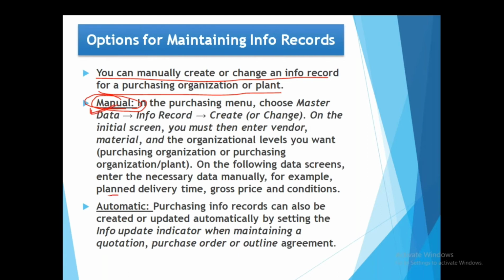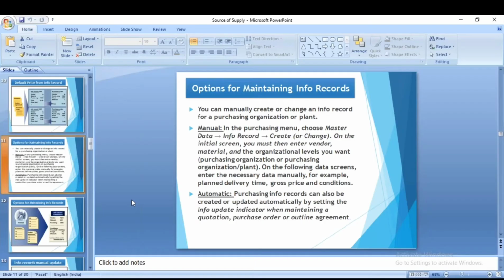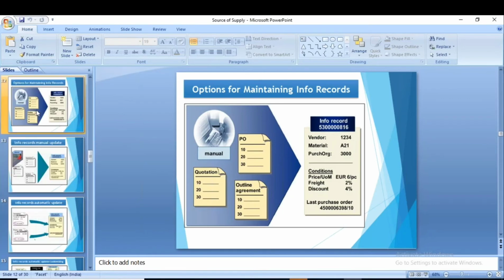Now one more thing is, you can create purchase info records automatically also. Purchase info records can also be created or updated automatically by setting the info update indicator when maintaining a quotation, purchase order or outline agreement. So purchase info records can be created automatically also. This is the manual one, which we have discussed just now, or it can be created automatically from a PO, quotation or outline agreement. I'll show you how to create automatically.